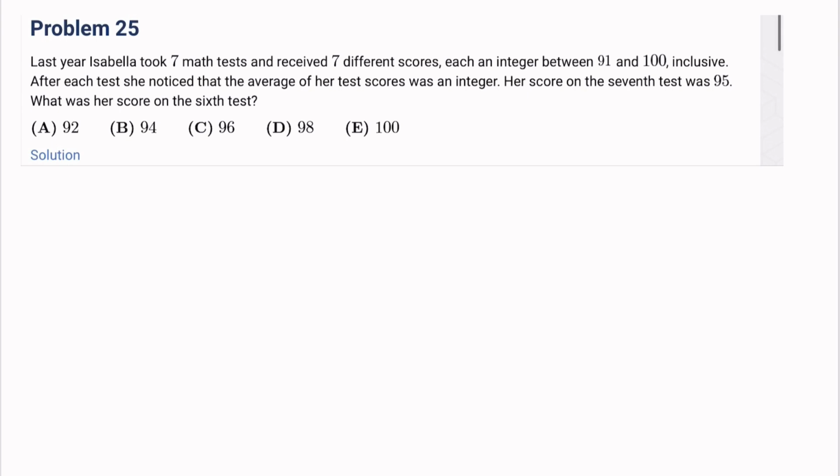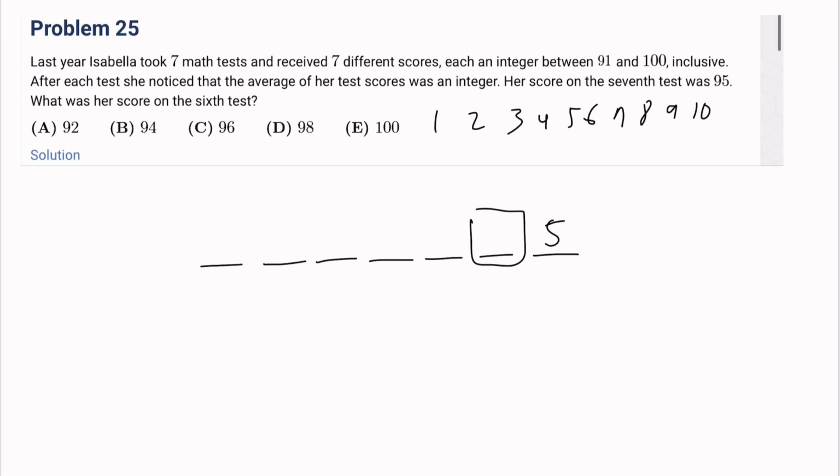Okay, so since all her scores are between 91 and 100, if we subtract 90 from every score, that will not change the fact that the average of the test scores was an integer, right? And so she got 7 different scores from 1, 2, 3, 4, 5, 6, 7, 8, 9, 10. This 10 being 100, and her score on the 7th test was 95, so this was 5, right? And so we want the score on the 6th test right here, right?